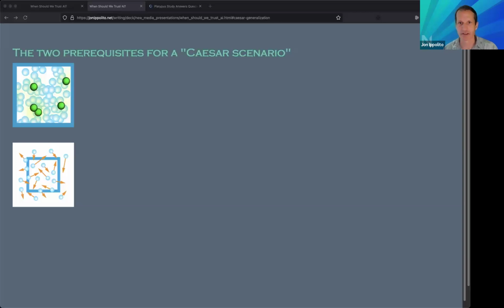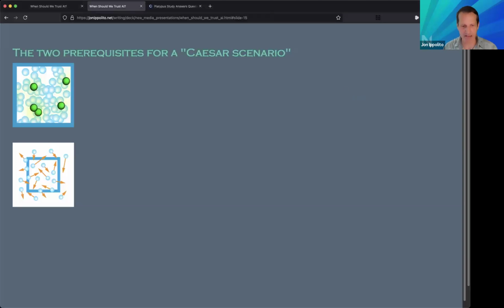And that's why I think there are still reasons to think about when to use these tools, even if they have all these defects. But we'll get into when it's probably not a good idea to use them. So, back to the screen sharing here. Let's talk about the prerequisites for this kind of hamster or Caesar scenario.